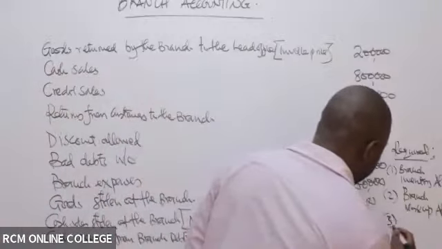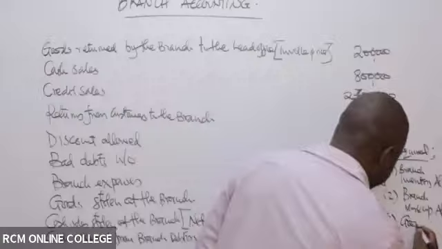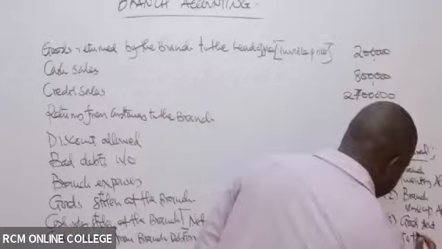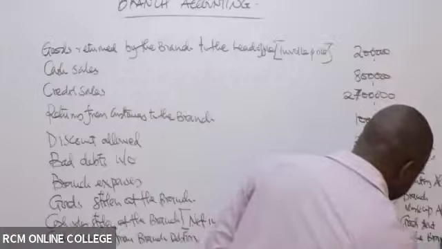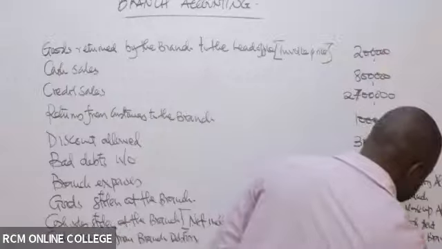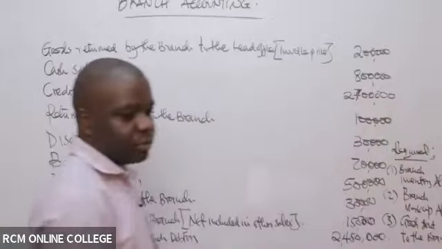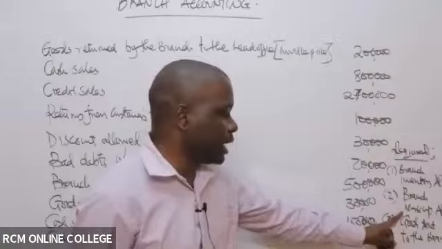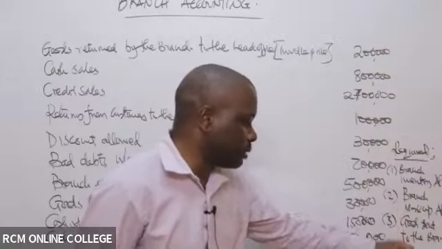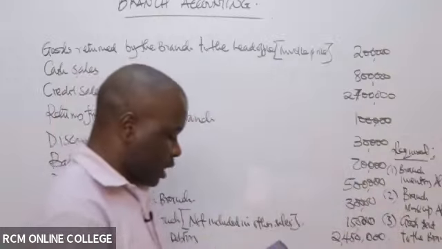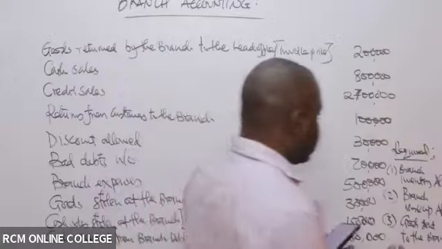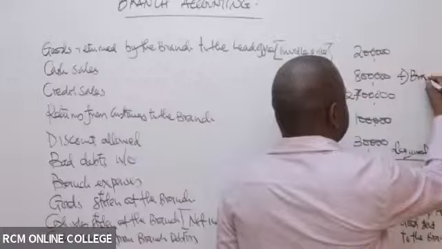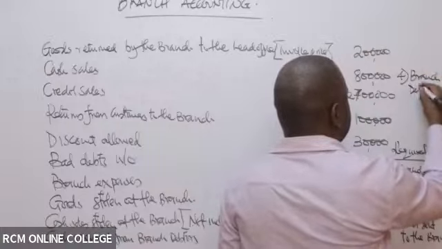So number three, what they require you to prepare is the goods sent to the branch account. So number one, the branch inventory account. Number two, branch markup account. Then goods sent to the branch account. Then number four, they want you to prepare the branch debtors account.